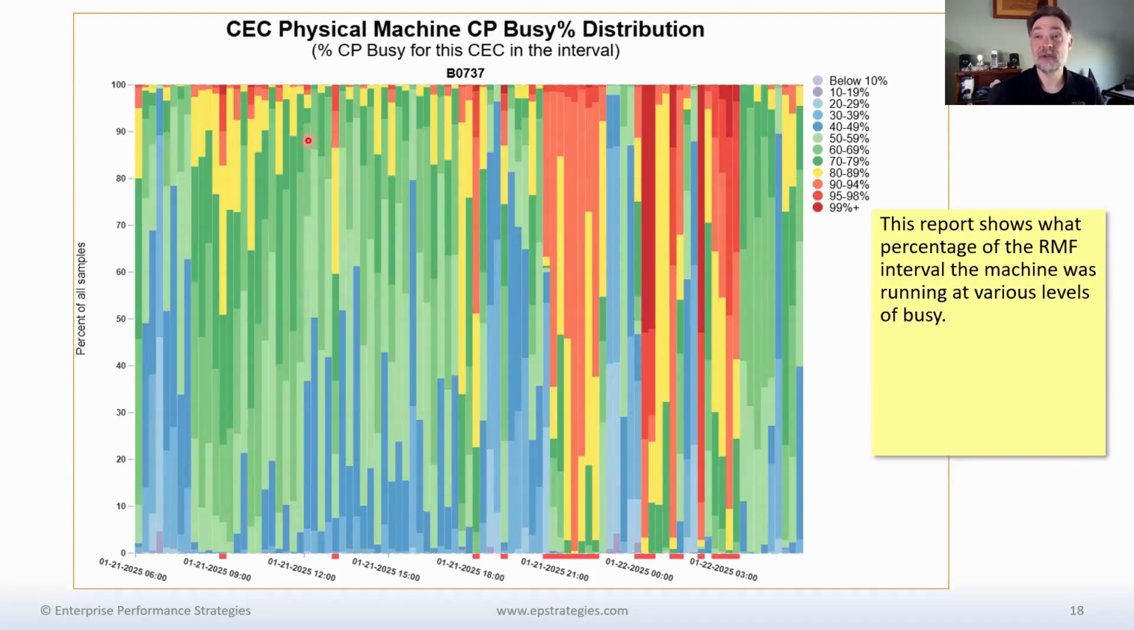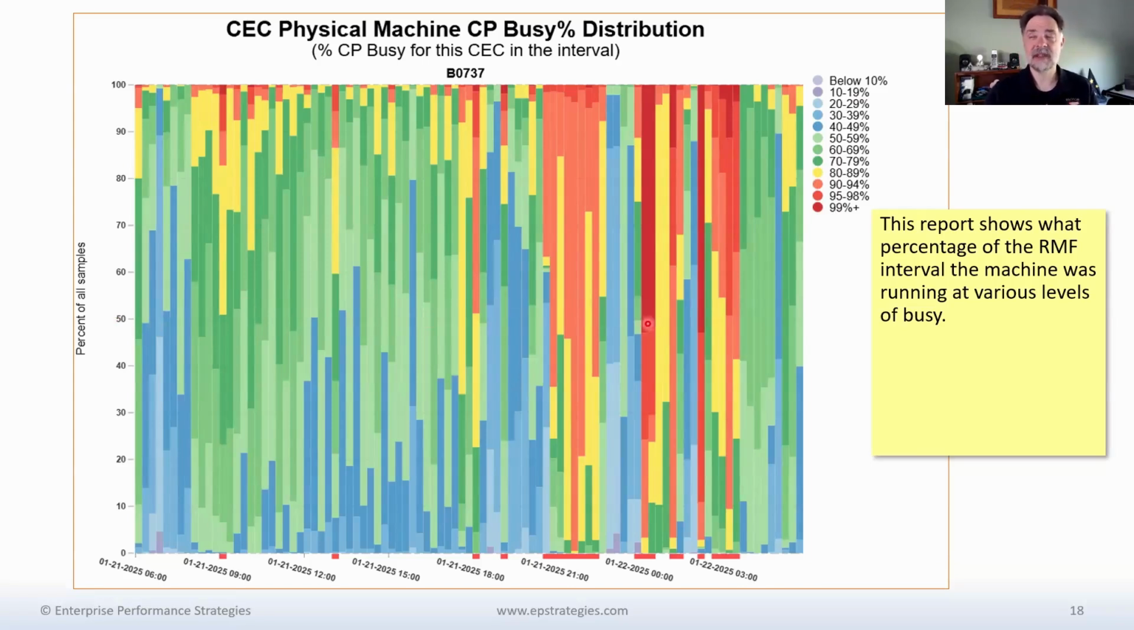And this view, first of all, looks a little more alarming because we have a lot more red on the chart, and we're going to assume red is bad, right? And what this report is actually doing is showing you the distribution of the interval where the machine was at different percentages busy, right? So the very dark red here means the machine was 99 or 100% busy during some portion of the interval. And so when we look at this big red bar here for these two intervals, that says the machine was actually at or above 99% busy for, it looks like, over 50% of the interval.